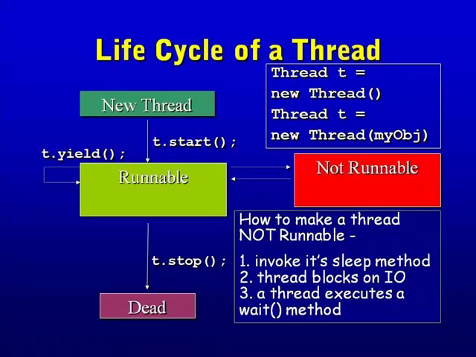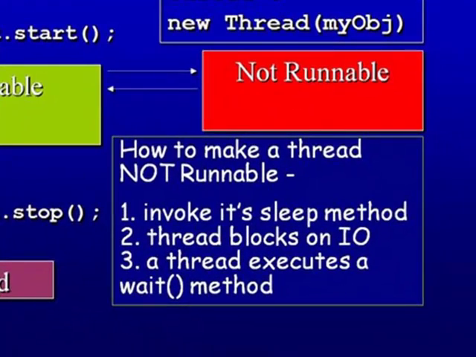Now, when you are runnable, there are a couple of things that can make you not runnable. One is invoking the Thread sleep method. So if a thread says, I want to go to sleep for 1,000 milliseconds, then the thread is no longer eligible for the CPU. It is no longer runnable. It is non-runnable.